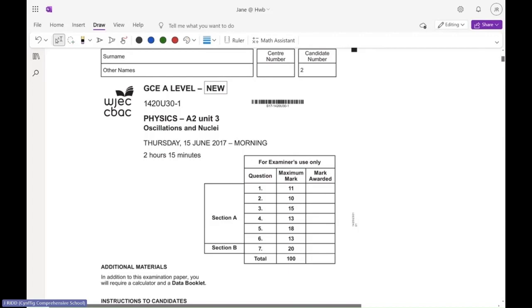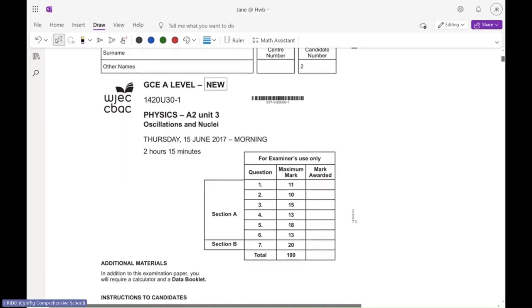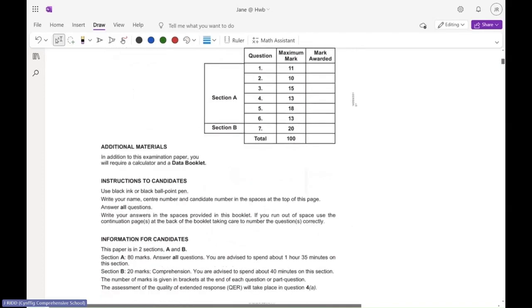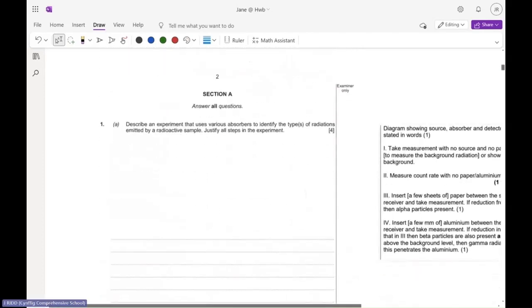I'm from Comfort Comprehensive School in Bridgend, and today I'm going to be taking you through A2 Unit 3 Oscillations and Nuclei. We're going to look at the 2017 paper, and with the help of my colleague Jane Owen from Penglai School, we are hoping to get through as many questions as possible. So let's get on with it. So we make that progress.